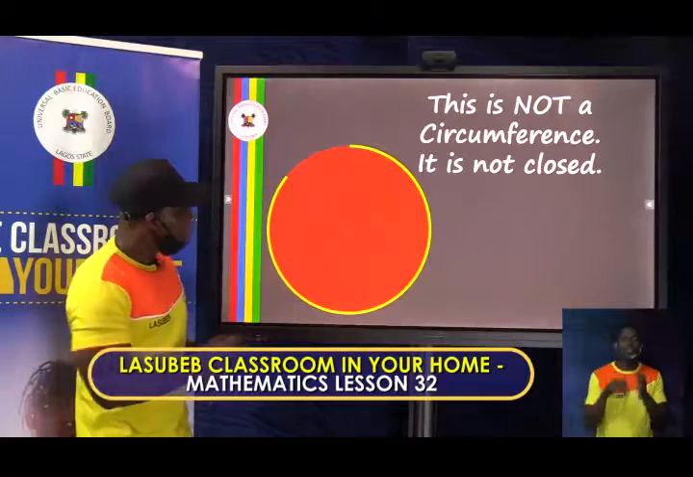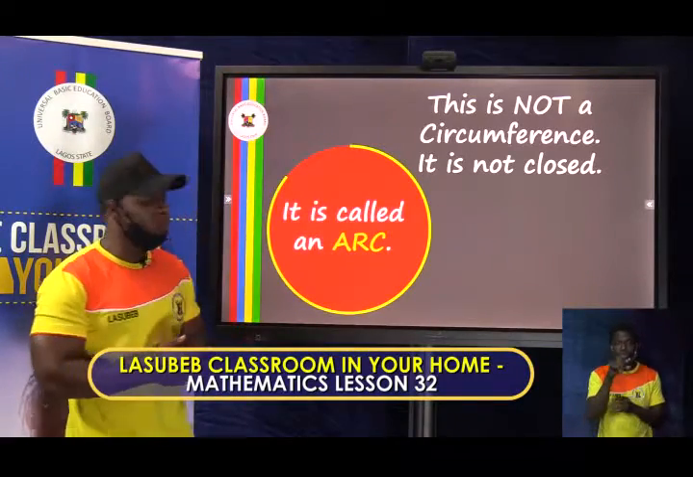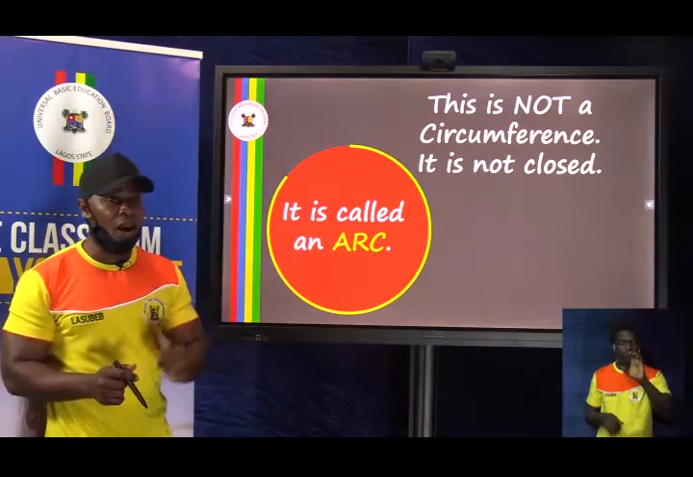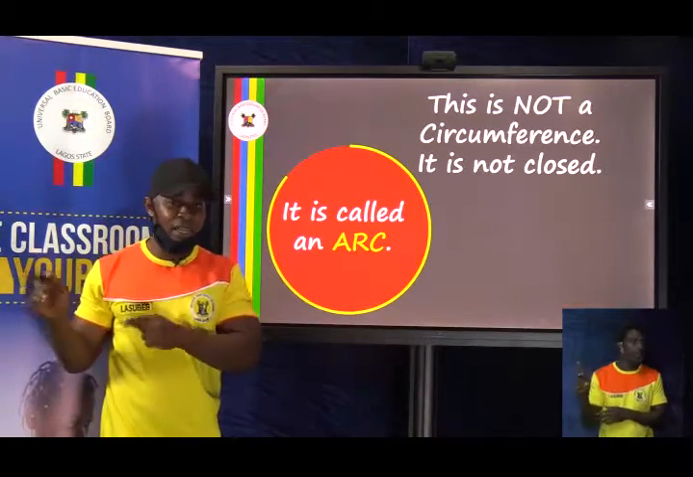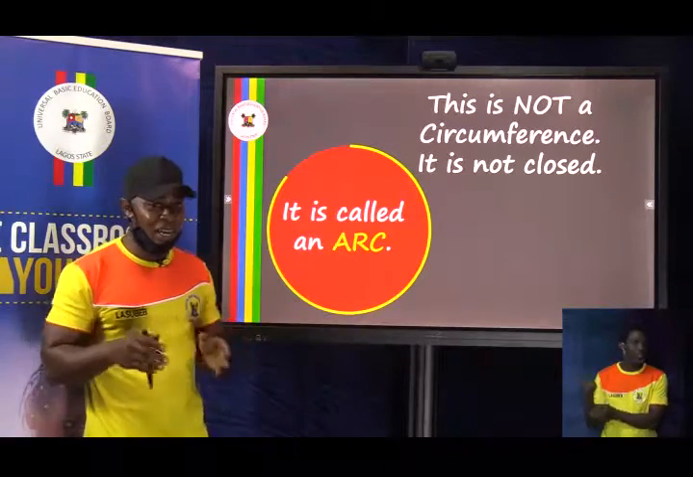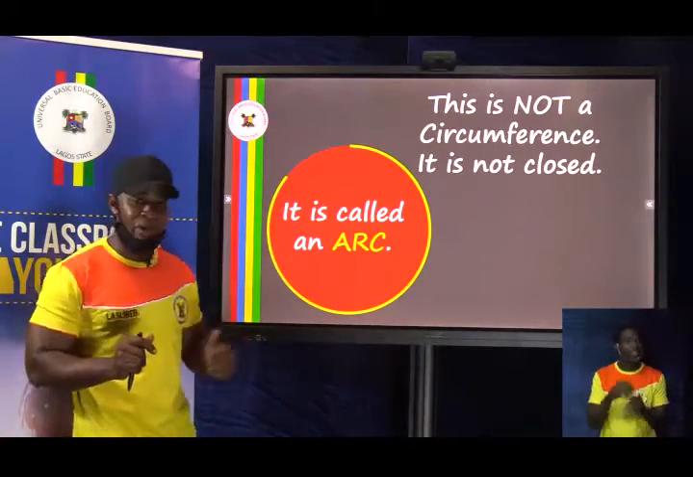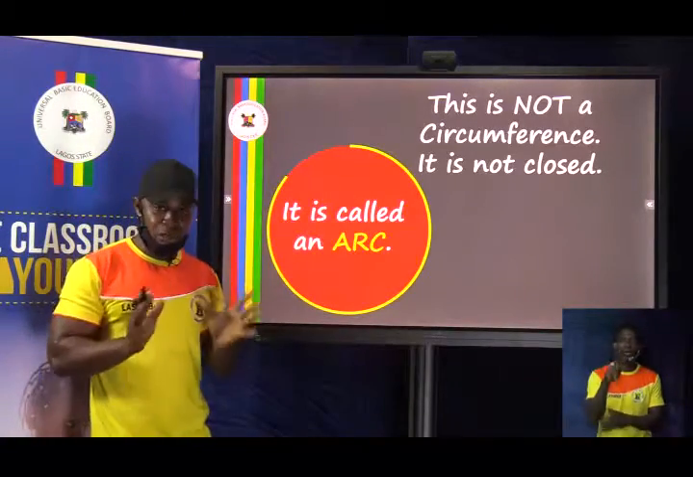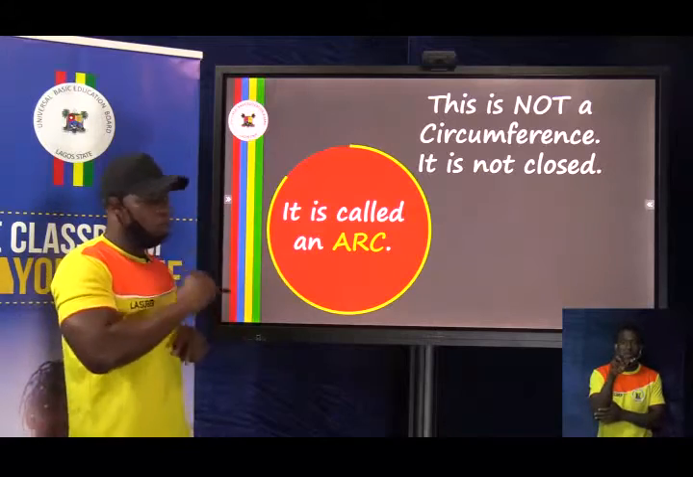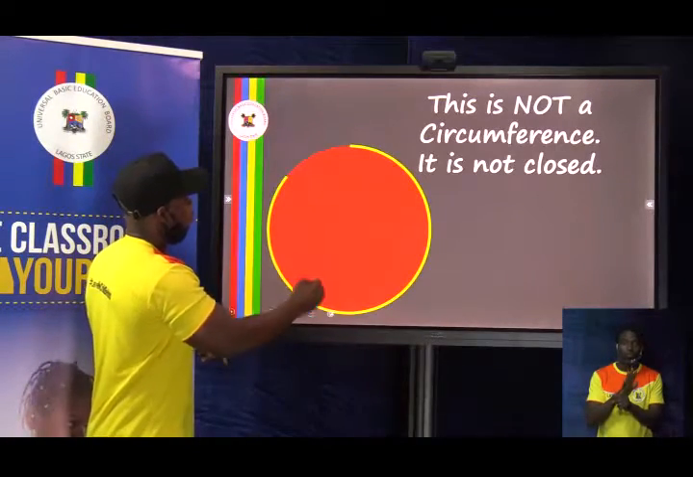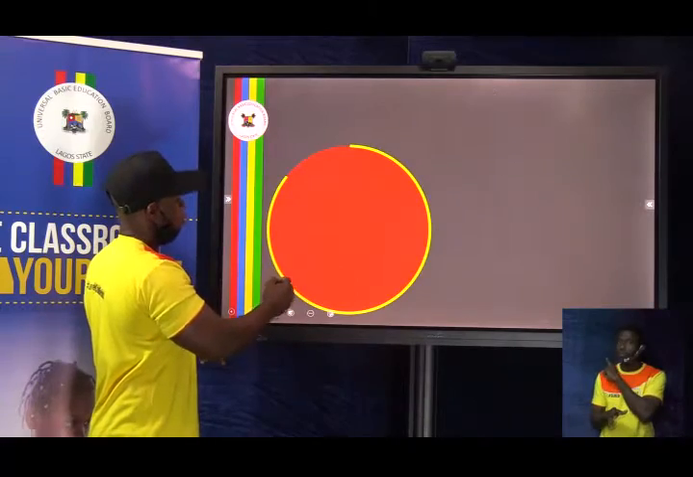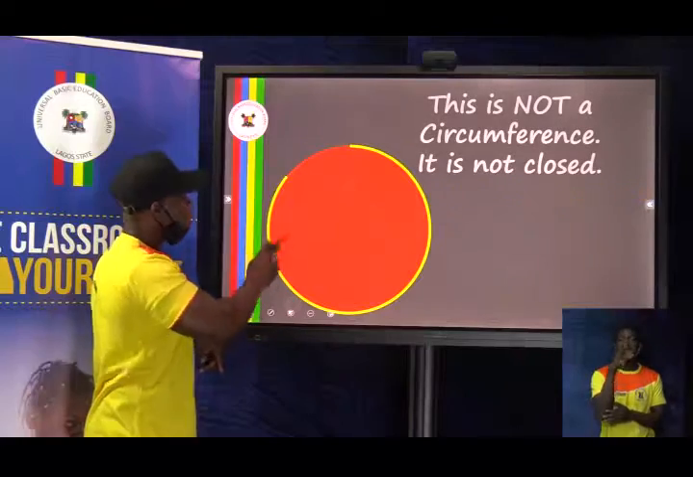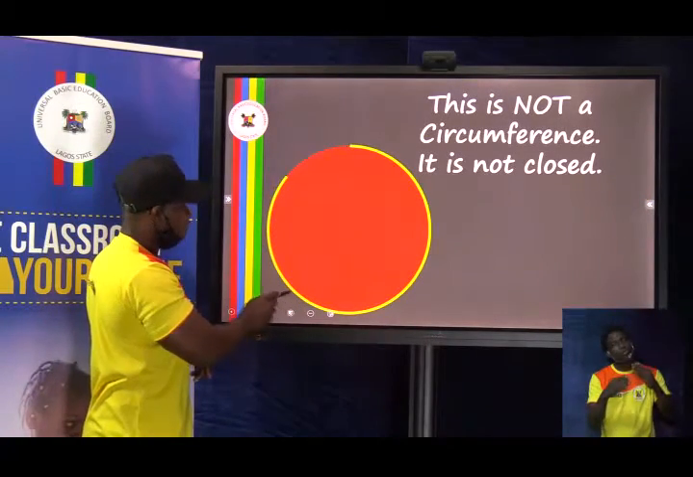Now, if it is not a complete circumference, we call it an arc. And this arc is spelled A-R-C. It is different from A-R-K, the Ark of the Covenant or Noah's Ark that he traveled with his people in. This arc in mathematics is spelled A-R-C. An arc is just part of the circumference. The circumference is full and closed, but the arc is not complete. This is an arc.